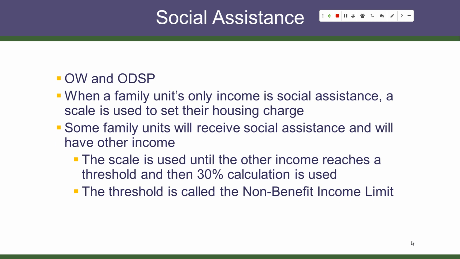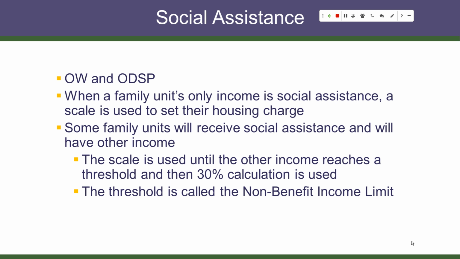We do have 2 different social assistance programs: Ontario Works and Ontario Disability. When a family's household income is only social assistance, a scale is used to set the charge. Again, our Rent Supplement Guidebook online on our website has the charts that are available. This is not something that was in the CMHC's program guide, so it still exists. The numbers haven't changed. The thresholds haven't changed. It all remains the same.